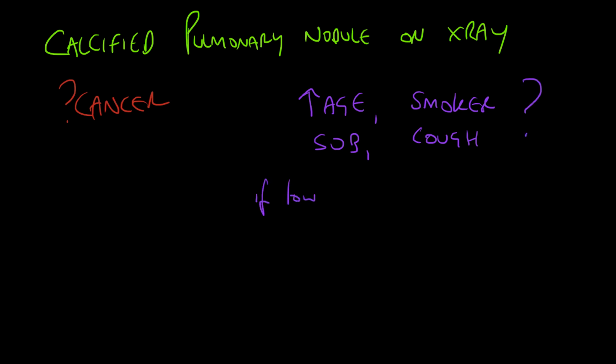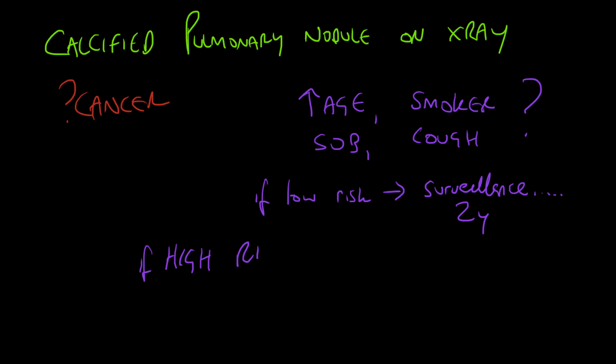If they are at low risk, you would arrange surveillance of this nodule. You would x-ray it, you would CT it at intervals as described by your radiology department for up to 2 years. If high risk, you would arrange a CT scan, further scans of it, and you would arrange a biopsy to characterize the lesion, the nodule.